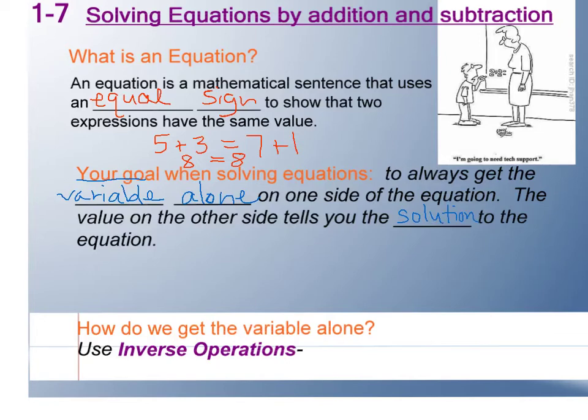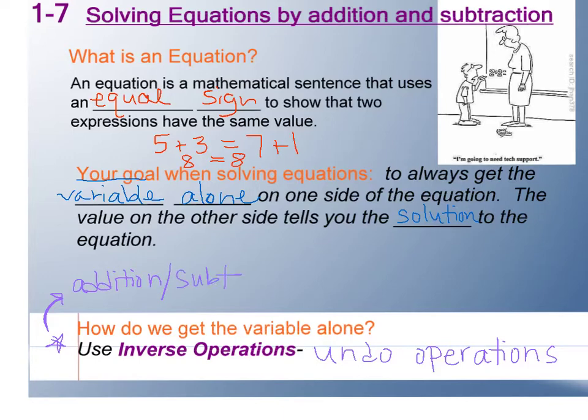Another vocabulary word that we're going to talk about in class is inverse operations. And that's actually what we do to get the variable alone. So in other words, we use inverse operations, or what we call the undo operation, to get the variable alone on one side of the equation. Let me tell you a little bit about what operations undo each other. Today we're just going to be seeing addition and subtraction. So addition and subtraction undo each other. That means if I wanted to add 5 to something, the undo of that would be to subtract 5.